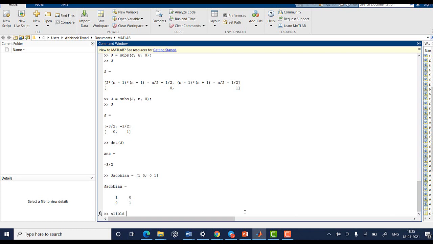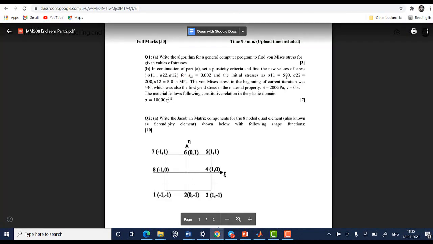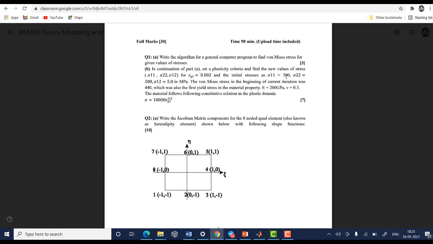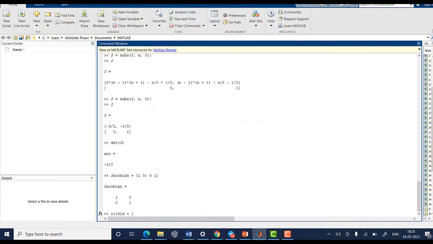So let me write the old matrix is equal to, let me give some value, or maybe I have given some value here in the second part of the question. So I have sigma 11 as 500, sigma 22 is 200, sigma 12 is 50, sigma 21 will also be 50, because it's a symmetric matrix. Sigma 23 will be 0, sigma 31 will be 0, sigma 32 will be 0, sigma 33 will be 0.